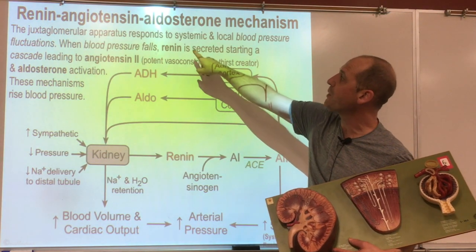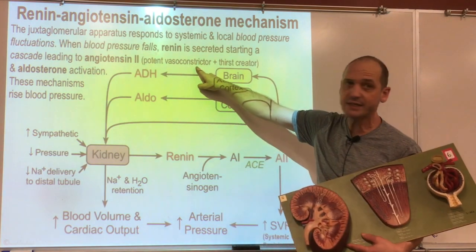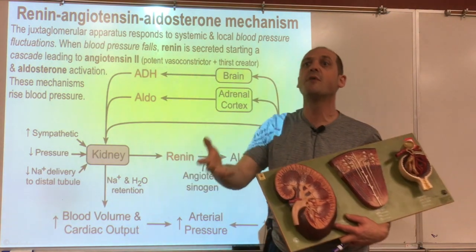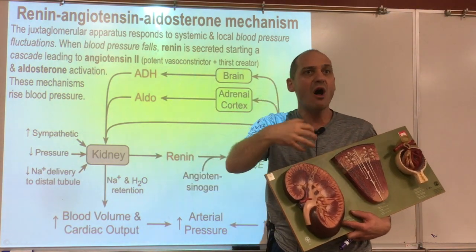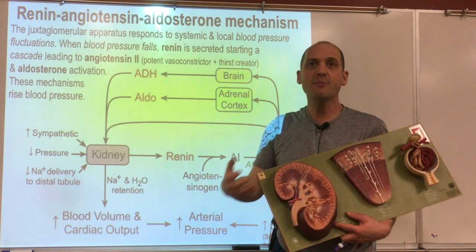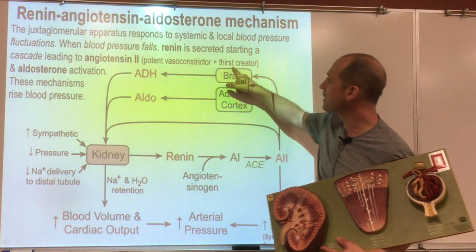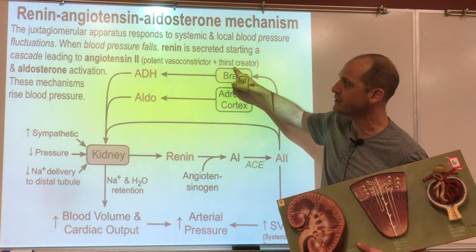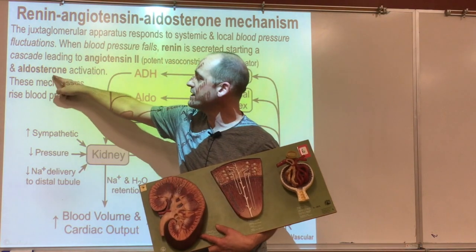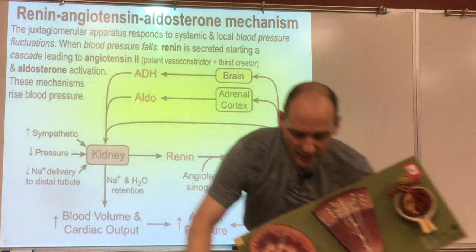So now, if the blood pressure falls, you have a system that constricts the vessels to raise the blood pressure, because the less volume in all the tubes you have, with the same amount of liquid, the more pressure you're going to have. And so that's what that does. And it helps us drink more. It's a thirst creator.